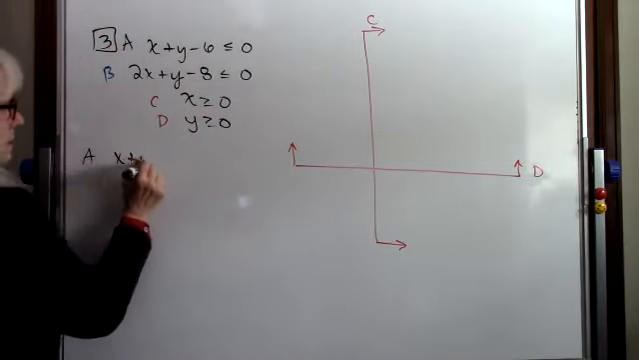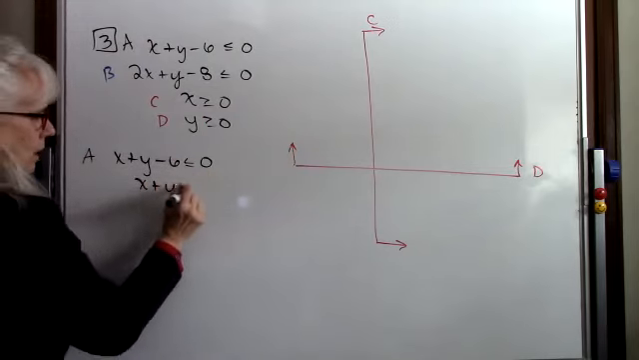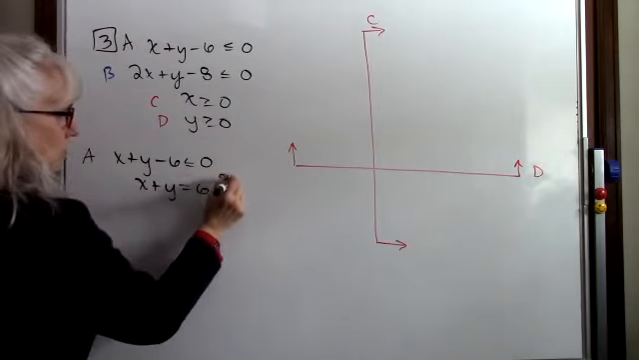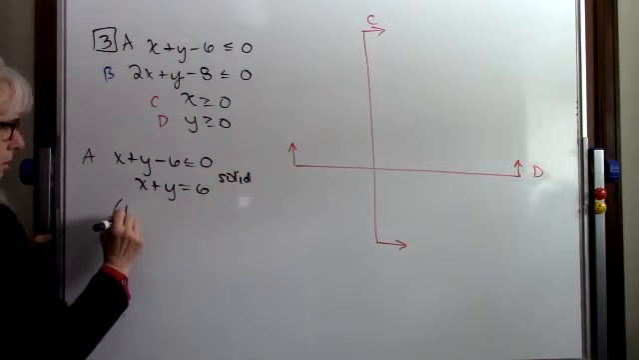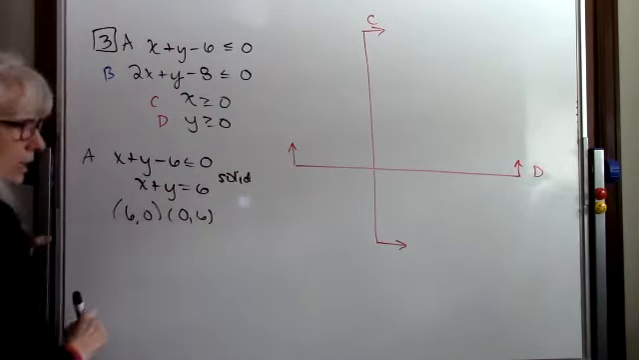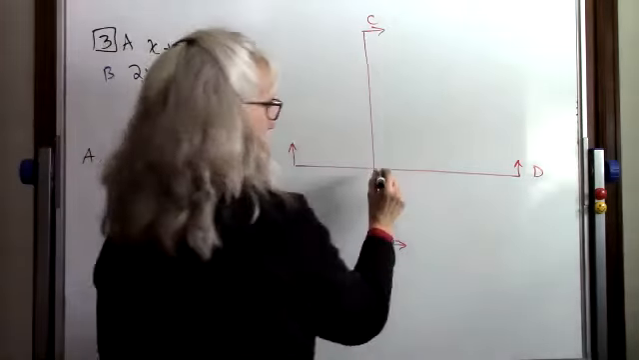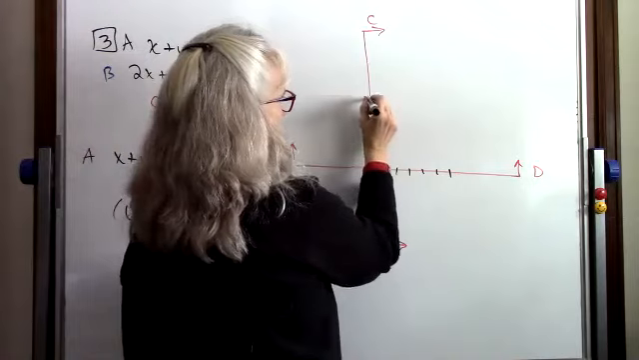So A was x plus y minus 6 less than or equal to 0. So I'm going to treat that as x plus y equals 6. Again, it'll be a solid line. We know that the intercepts when y is 0, x is 6. When x is 0, y is 6. So it's going to cut through at 6 and 6. 2, 3, 4, 5, 6. 1, 2, 3, 4, 5, 6.